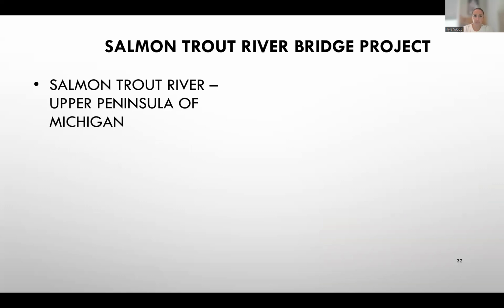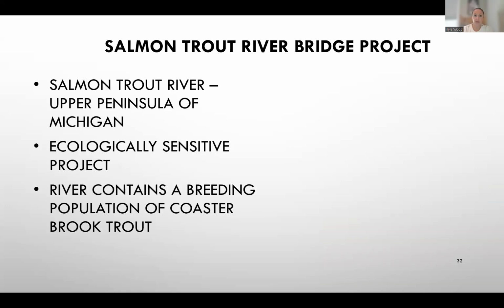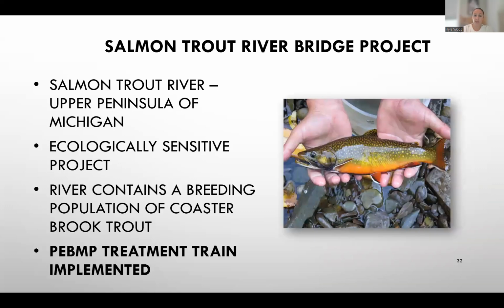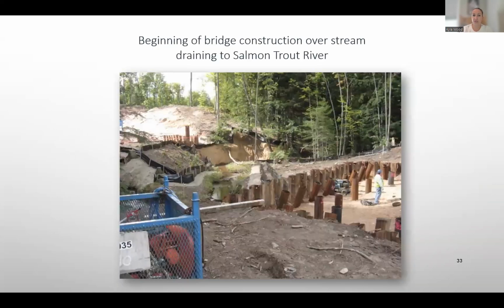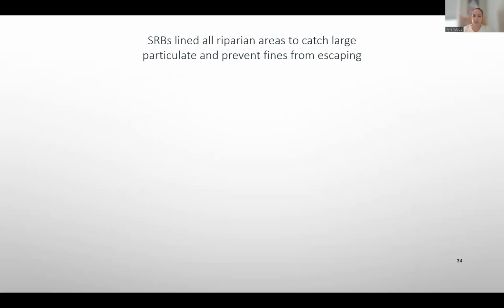So what we did is we went in and we implemented this treatment train of a couple different polymer enhanced BMPs. This was in a remote area, and we wanted to do things with as little infrastructure as possible. We're replacing this bridge right on the edge of a small but important tributary. You can see in this picture, this was the beginning of construction over the Salmon Trout River.